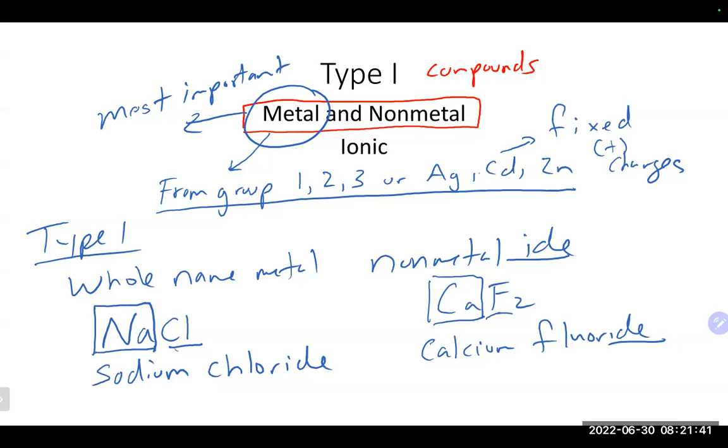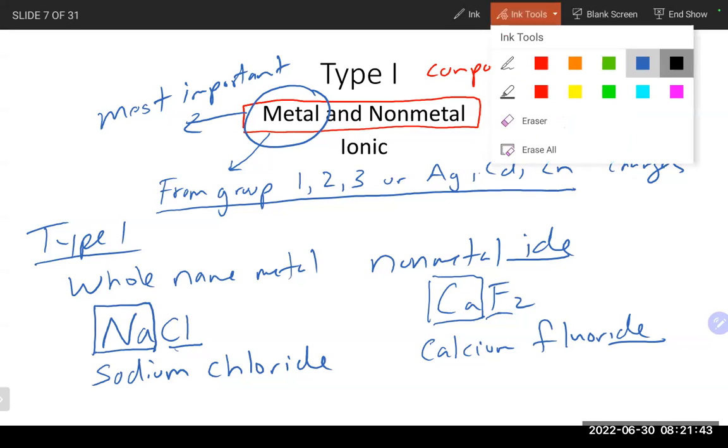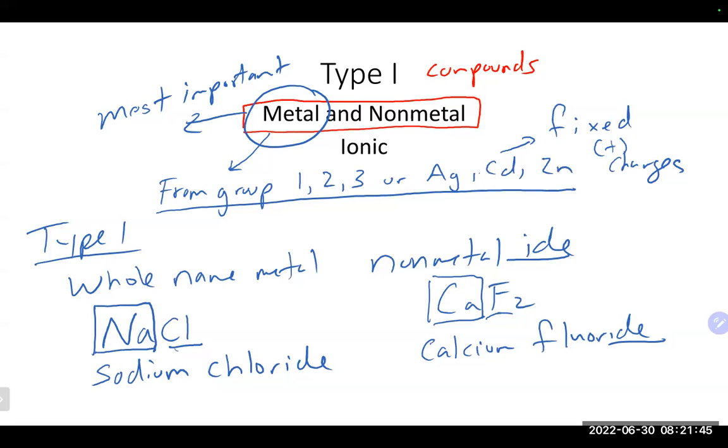Now, one important thing when we are doing this type of naming is this 2 right here has absolutely no effect on the name. So it should not be anything like difluoride or anything like that. There are no prefixes. You could have 400 of those fluorines there and it will still be fluoride at the end. So it has absolutely no effect on the naming if you have more of the second guy.